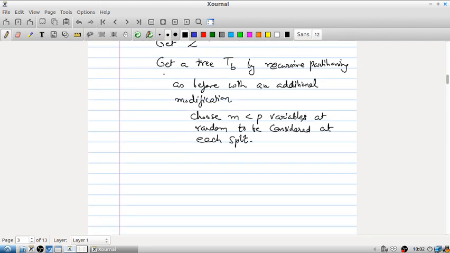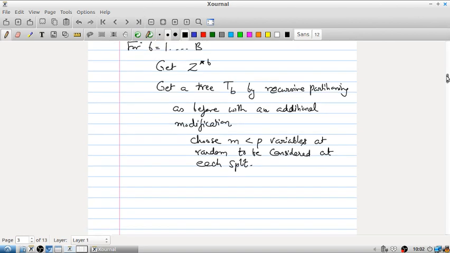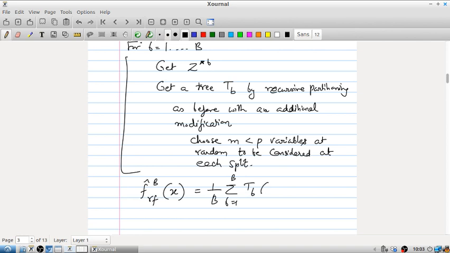And so you got a tree, and then the for loop ends here, and then your prediction is just as before, f hat. I'm going to put all sorts of superscripts and subscripts, but all it means is B bootstrap samples, subscript rf represents random forest, is 1 by B of the sum over b equal to 1 to capital B of the tree's prediction. Whatever the tree itself is predicting.